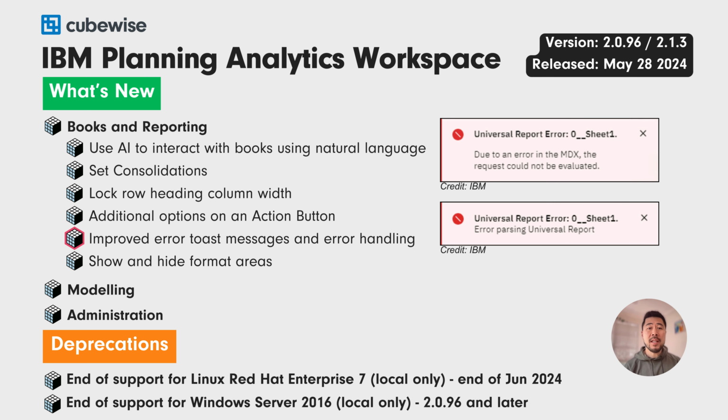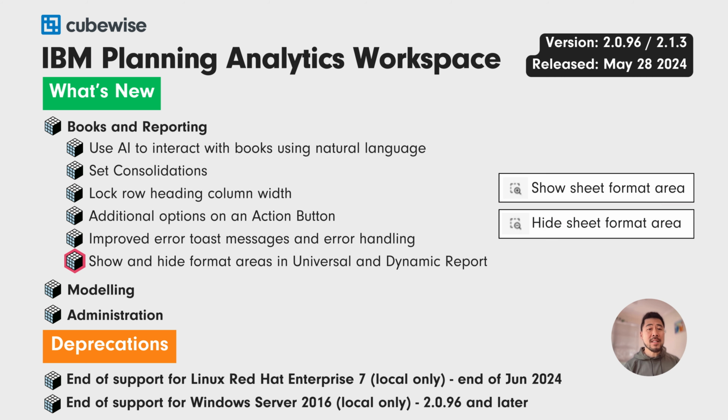Error toast messages displayed in Universal Reports have been improved with two types of notifications to assist with troubleshooting. The MDX error toast message is responsible for errors that occur on the MDX query. The parser error toast message identifies an error on the row or column axes, slices, and hierarchy selection. New buttons on Universal and Dynamic Reports allow you to show and hide the formats area quickly.